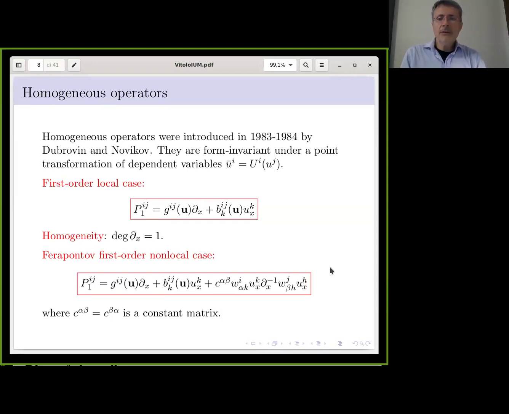Indeed, if one considers the first order local case, we have a homogeneous operator of degree 1, which has a derivative dx, which is multiplied by a coefficient matrix, plus a derivative ukx, which is multiplied by an indexed family of functions. Of course, such an operator must fulfill the requirements that we discussed before, so it should be skew adjoint, plus its Schouten bracket with itself should be 0, and this leads to a series of conditions that we will see in the next page.